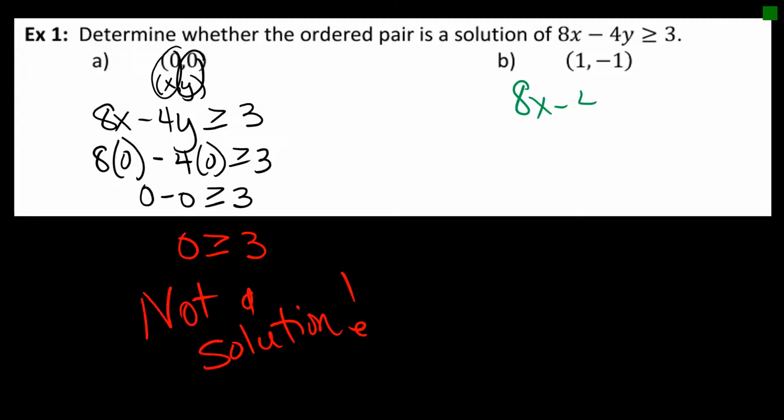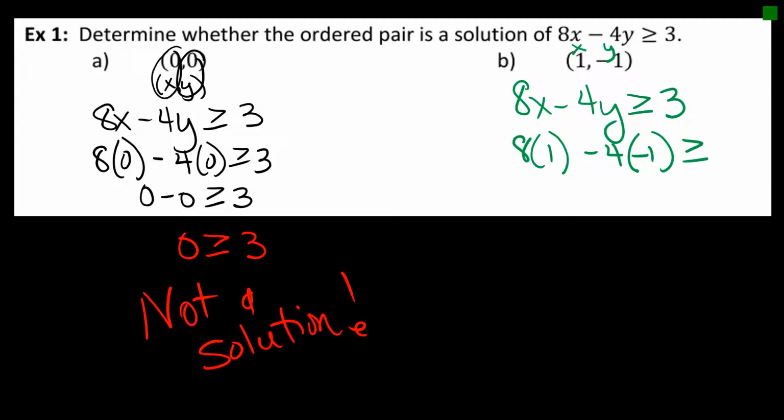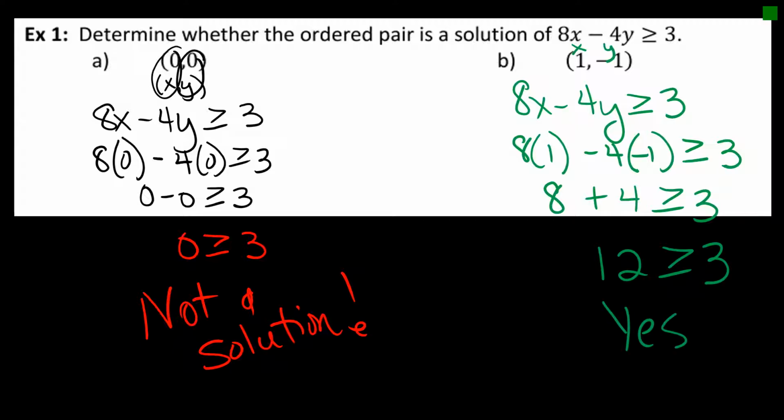I have 8x minus 4y is greater than or equal to 3. Same thing. The first term in my ordered pair is my x, and then I have the y. So then I have 8 times 1 minus 4 times negative 1 is greater than or equal to 3. So I get 8, and then a negative times a negative is a positive. So I end up with 12 is greater than or equal to 3. Is that true? Yes. So then yes, this is a solution. So 1, negative 1 would lie on the solution of that inequality.